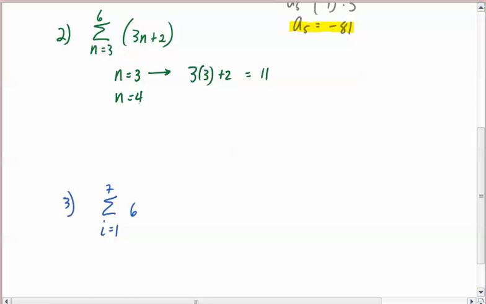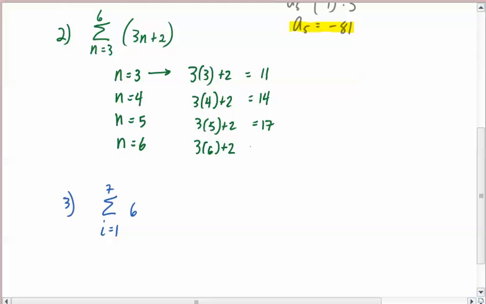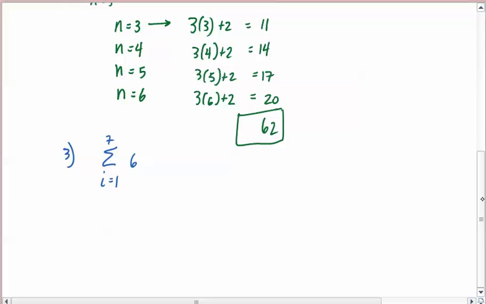When n is 4, that's going to be 14. And when n is 5, 17. And when n is 6, that's when we stop. That's 20. We're going to add them all up, and we get 62. Okay, there it is. Now, this is really interesting.